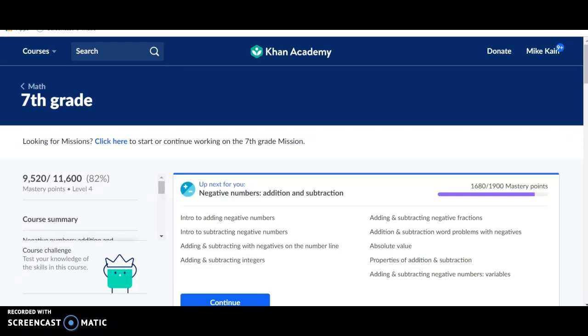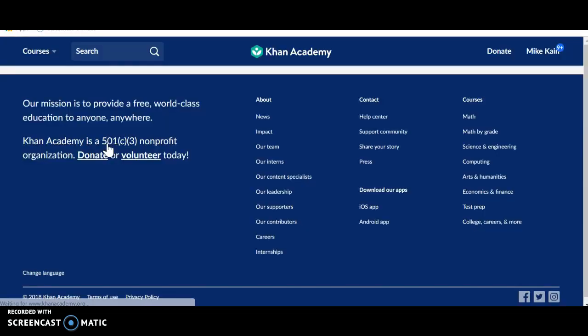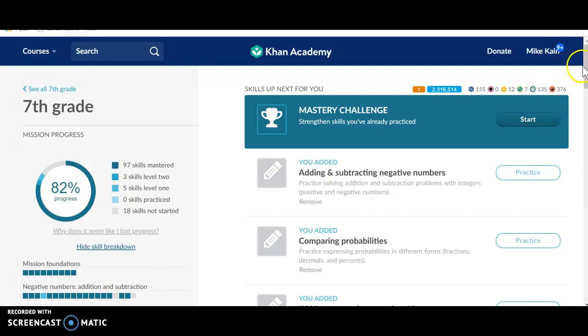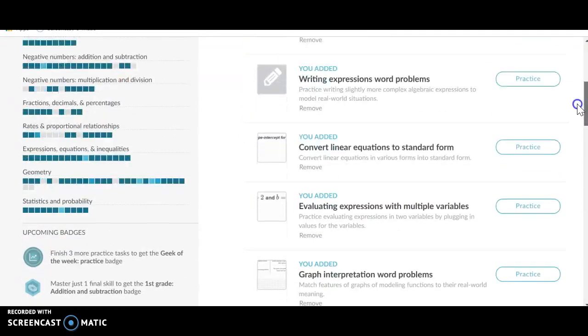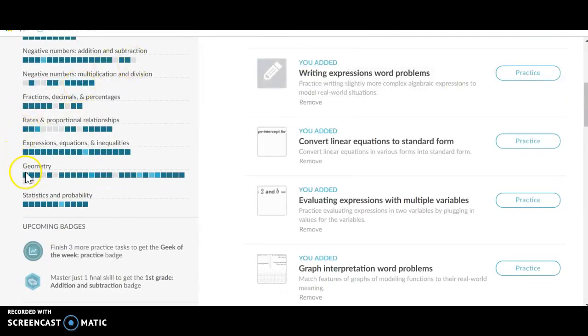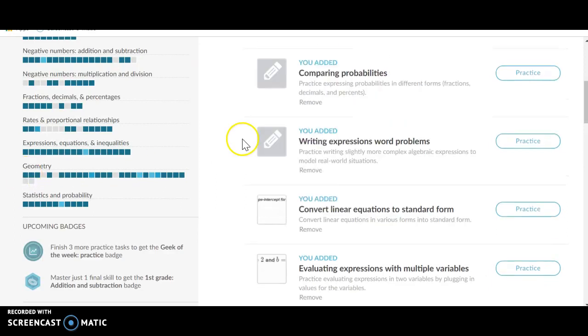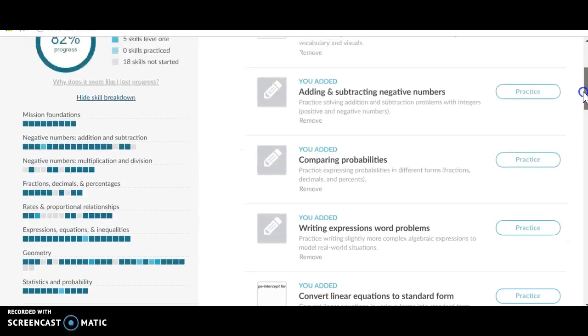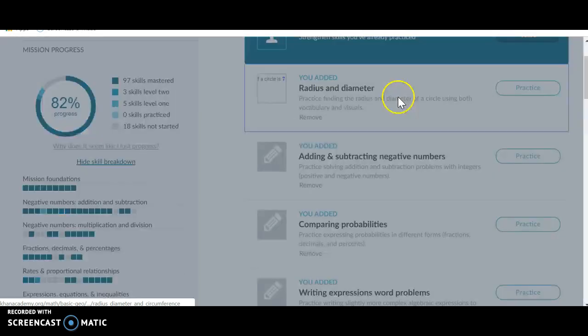Let me show you how to get to this. First, we're going to go down and click on our mission for 7th grade. That'll bring you to the entire dashboard for 7th grade. We'll scroll down a little bit and we're going to be working in geometry. So right here, give that a click. And if you scroll to the top of your queue, you'll see radius and diameter.